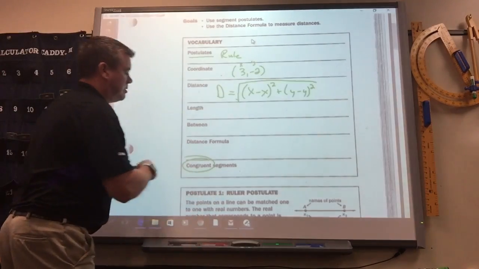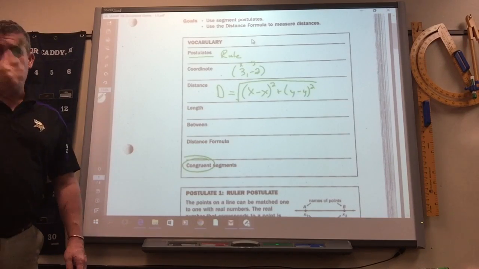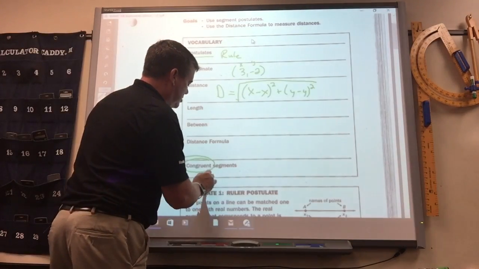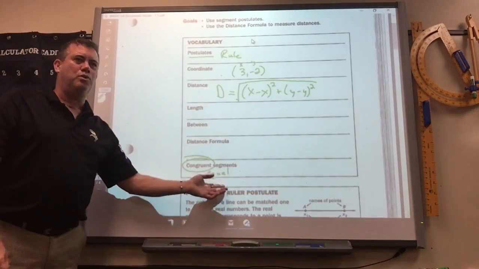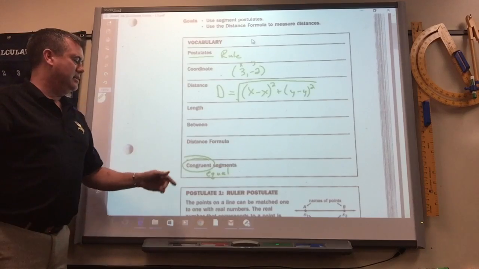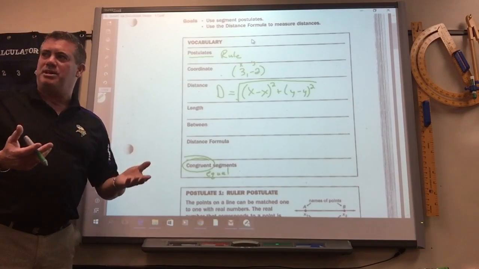Congruent. Anyone remember what congruent means? Same. It's the same thing as equals. In math, an equal means same value. In geometry, congruent means same size and shape. But they mean the same thing.